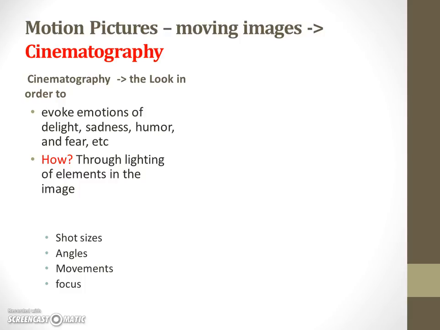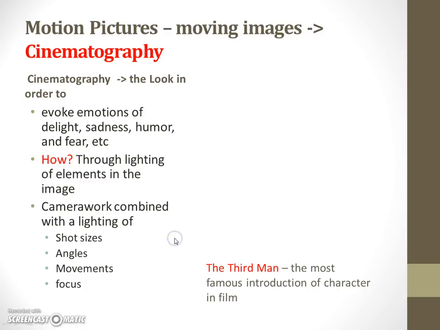So anyways, lighting the images, lighting the elements in the image. Basically it's the image plus the lighting together. A cinematographer is sometimes known as the camera guy, because this person knows the language of size, and this is where proportion comes in, angles, movements, and focus. So let's take a look.